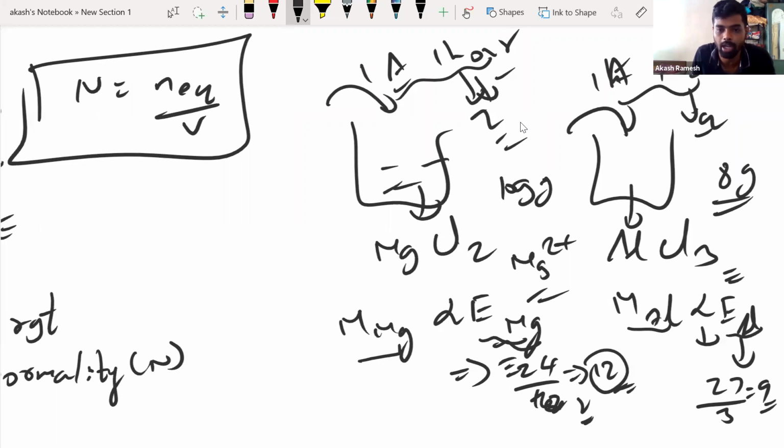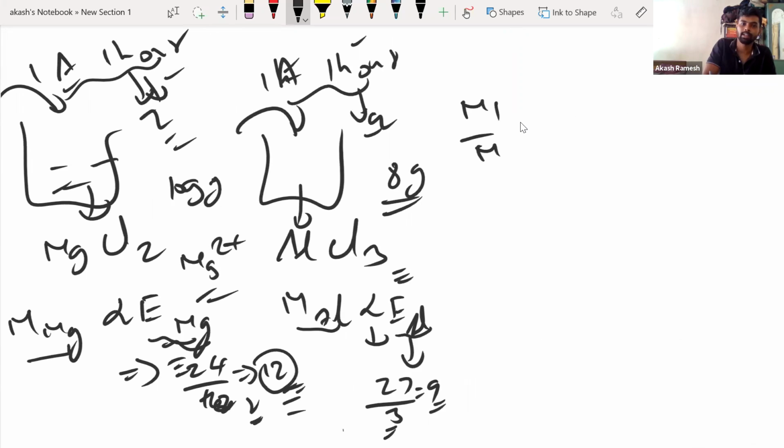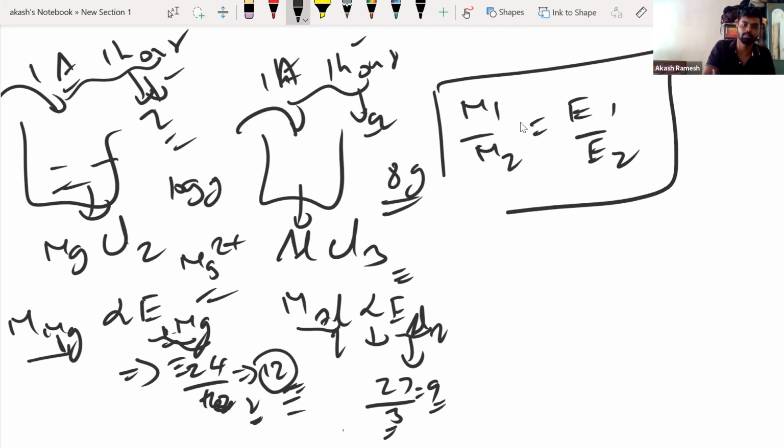Very, very simple. And now you can know how to calculate the equivalent masses also. So putting it in proper way, say M1 is proportional to E1, M2 is proportional to E2. So I can write M1 by M2 is equal to E1 by E2. M1 and M2 are the masses deposited for the two electrolytes. E1 and E2 are the equivalent masses of electrolyte 1 and electrolyte 2.